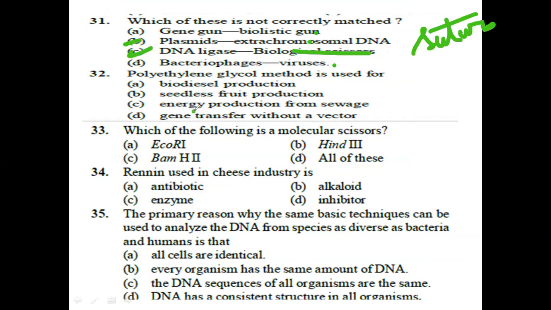Polyethylene glycol method is used for biodiesel production, seedless food production, gene production for sewage, or gene transfer without a vector. It is used in gene transfer without a vector. Which of the following is a molecular scissor? EcoR1, Hind3, BamH1, all of these are molecular scissors. Rennin used in cheese industry is an enzyme.